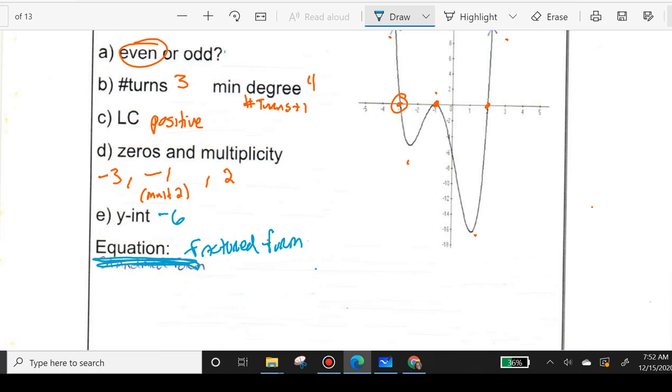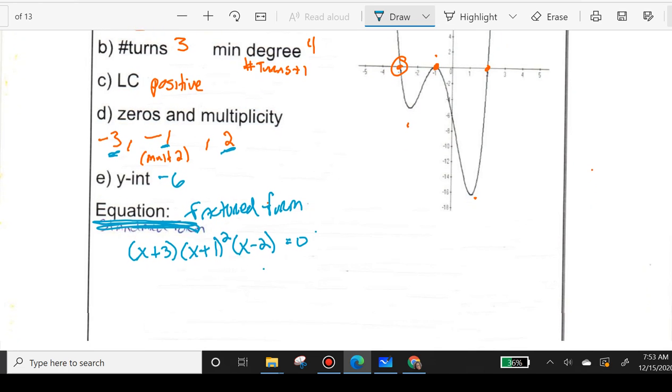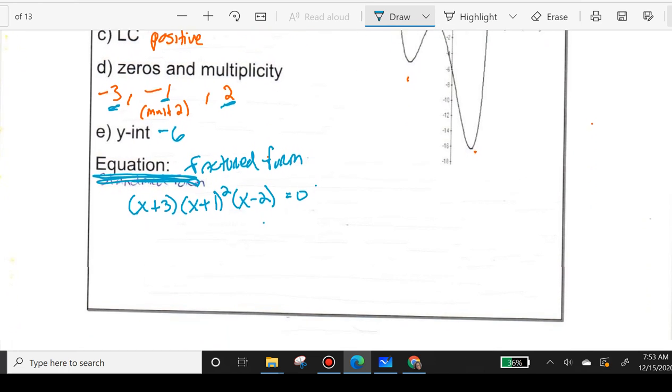And for this equation in factored form, you're going to write it as, again, x, it's binomials using the zeros, and it's always the opposite. So it'll be x plus 3. X plus 1. It has a multiplicity of 2, so that's squared. And then it's x minus 2. That's the factored form.